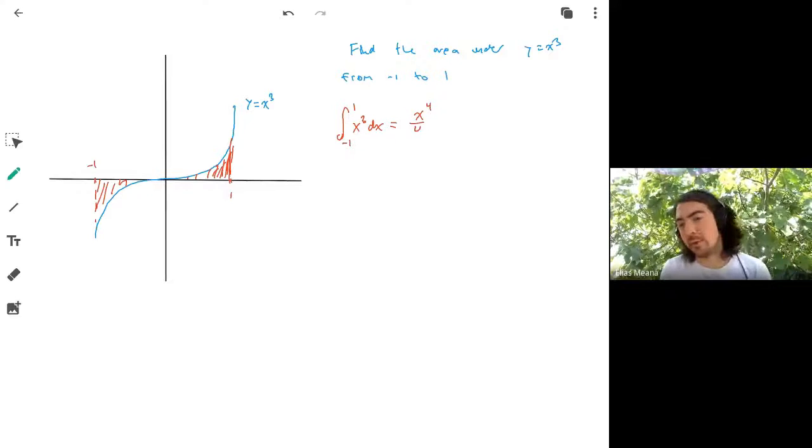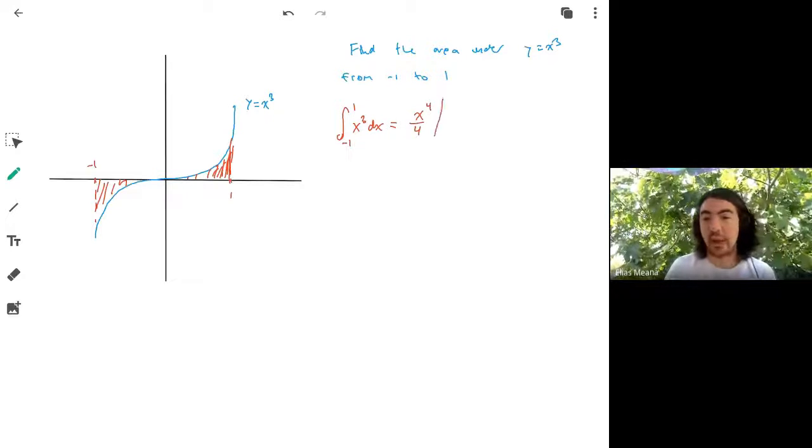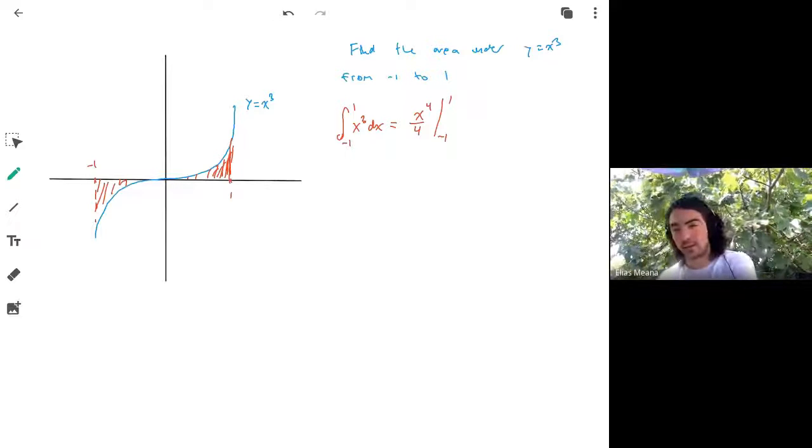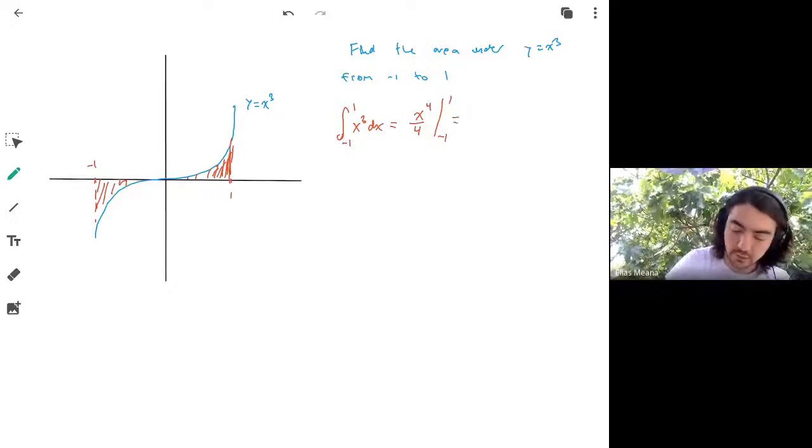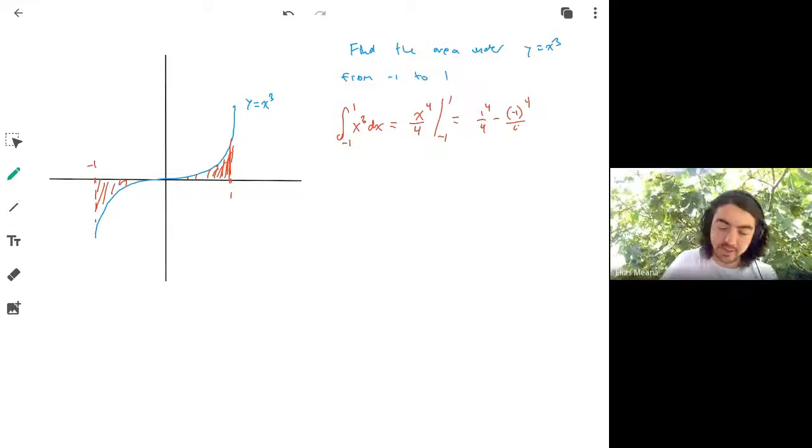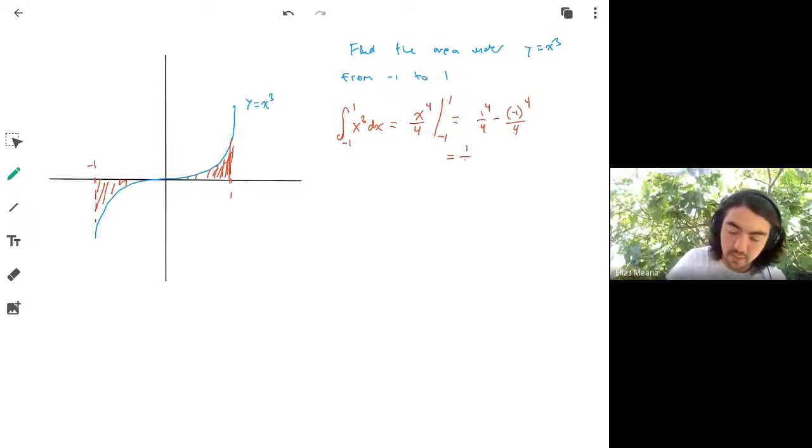And then we technically would need our plus c here, but now I'm going to start dropping it because we don't need the plus c when we're doing areas, right? So we'd have x to the 4th over 4 from -1 to 1. And the fundamental theorem of calculus tells us just plug in the top limit, plug in the bottom limit, and take their difference. So this would mean plug in 1 to the power of 4 over 4 and subtract off -1 to the power of 4 over 4. Well, this is just 1/4 minus 1/4.